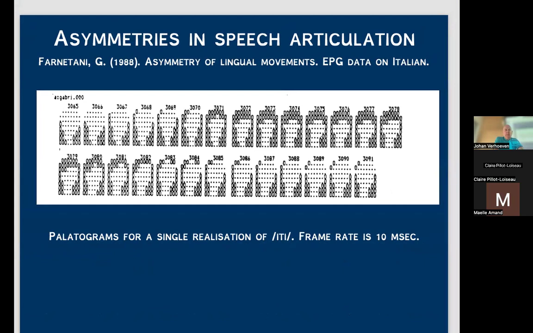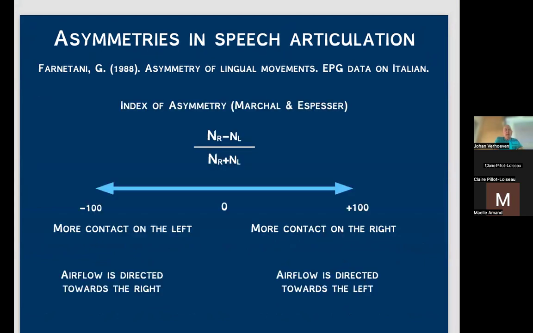And what they did, in order to quantify that specifically, and that's done quite conventionally, was use a Marshall Especer index of asymmetry, which is very simple. The number of electrodes on the right that were touched, that light up, minus the number of electrodes on the left, divided by the total number of electrodes that were touched. And it gives you either a fraction or a percentage, depending how you deal with it. Negative values have more contact on the left, positive values more contact on the right.